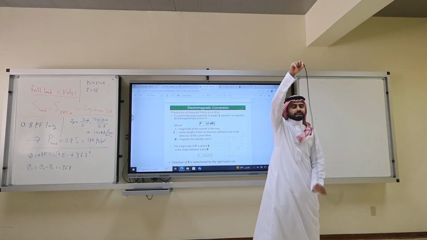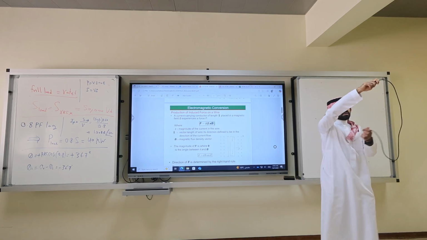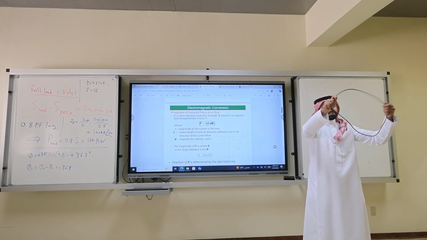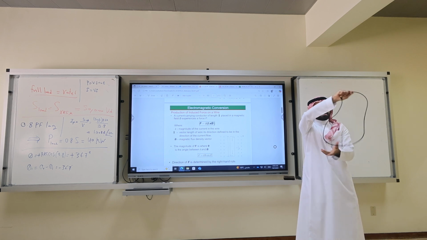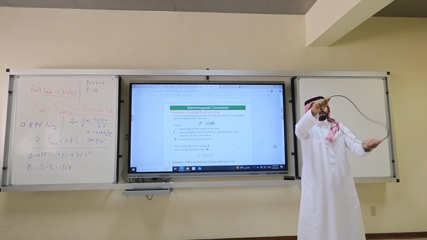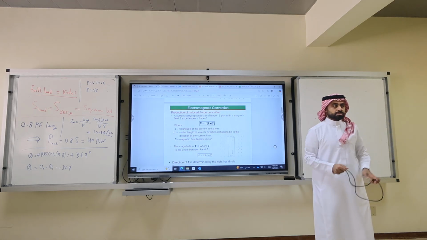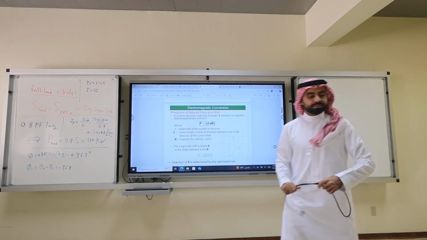If I have a coil like that, it depends on the cross multiply. This side will experience a force this way, this side will experience the force up, this side down. What is the ultimate result? Torque will be applied on the structure. Get it?